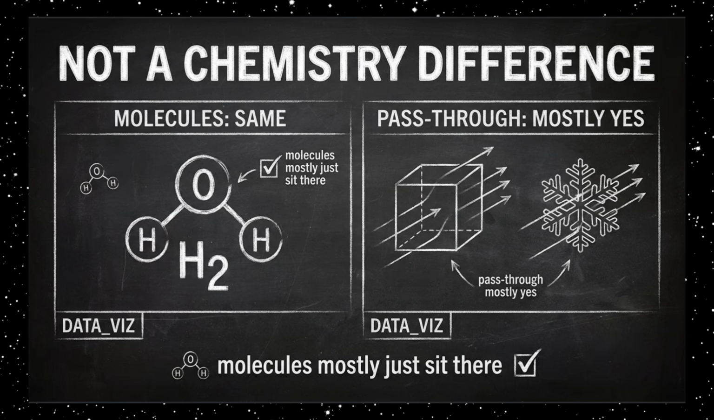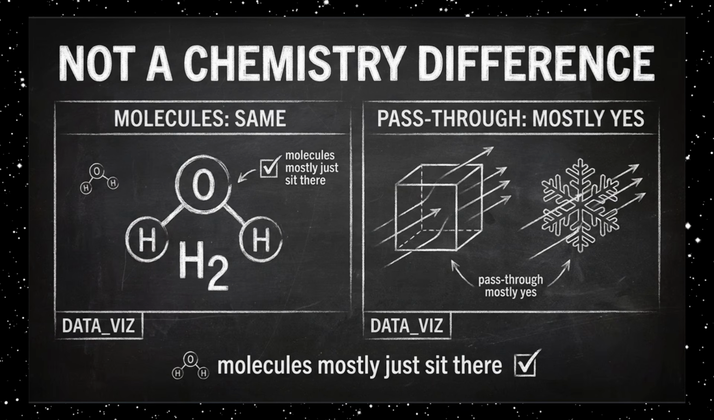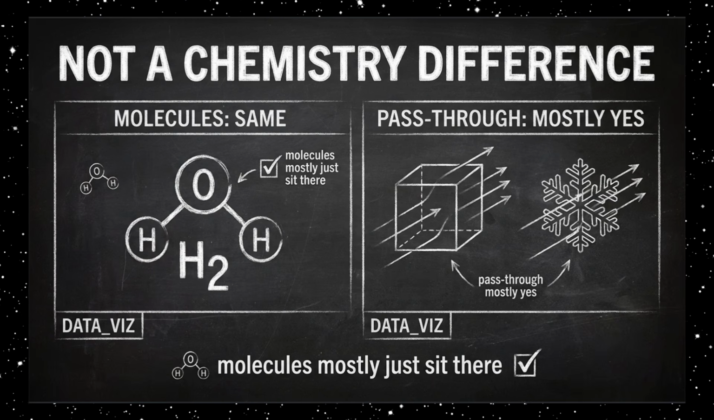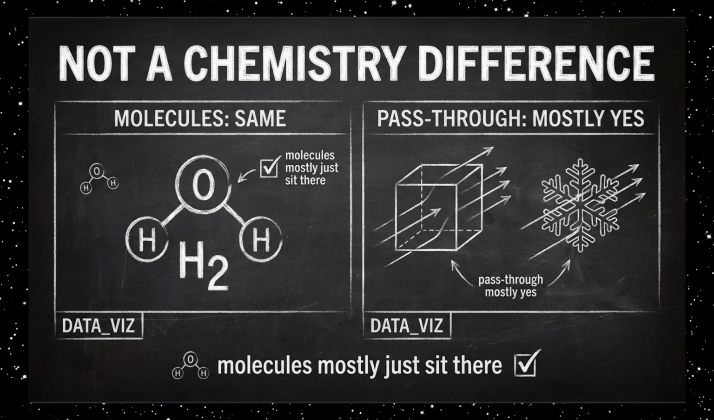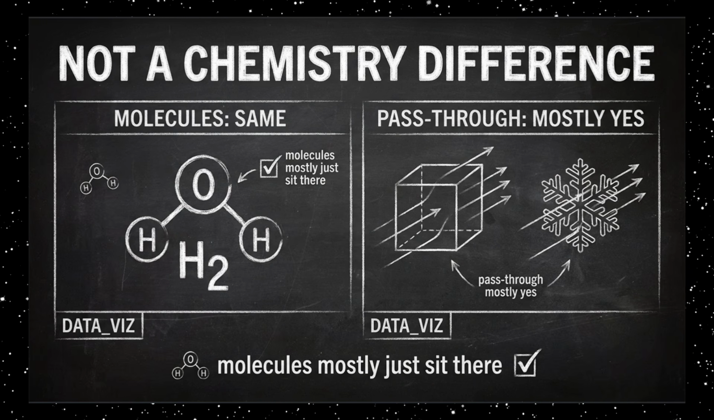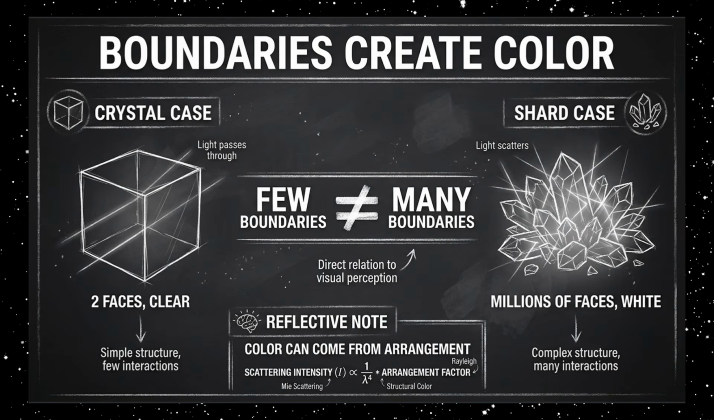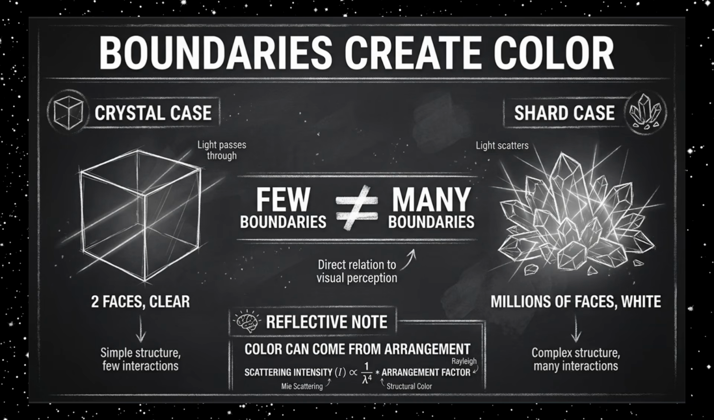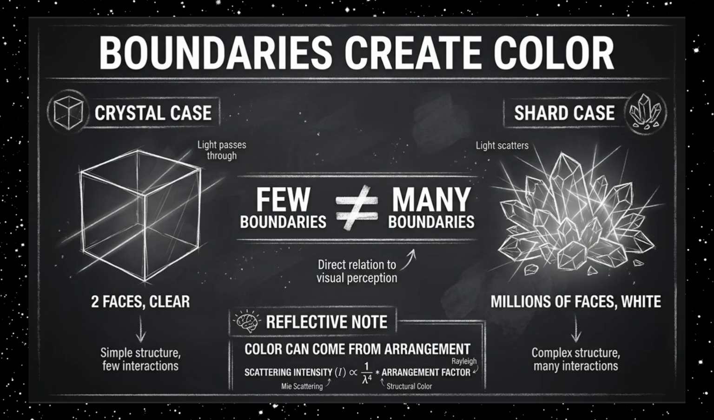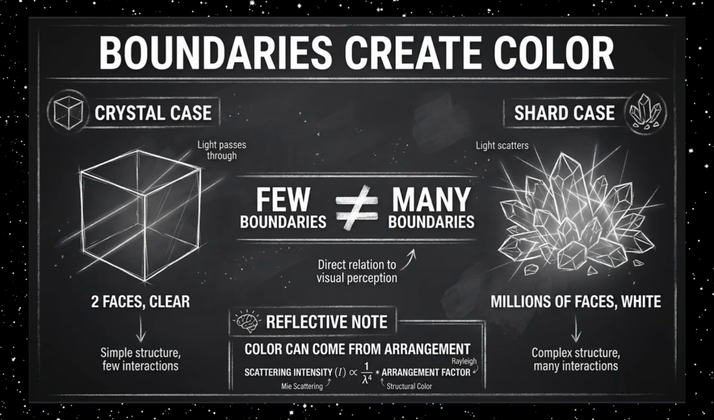So the real difference between an ice cube and a snowdrift is not chemistry. It is not the molecules. The molecules are doing exactly the same thing in both cases, which is mostly nothing. They are just sitting there, letting the light pass through. The difference is the number of boundaries. One boundary on each side, you get a clear cube. A million boundaries, you get a white pile.